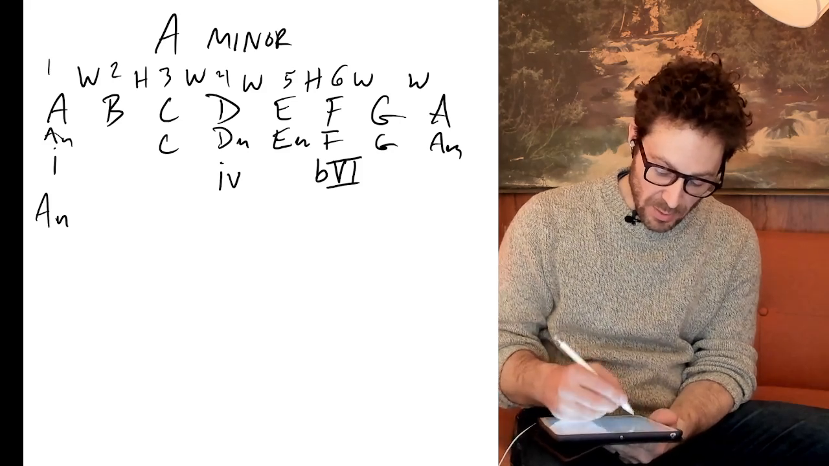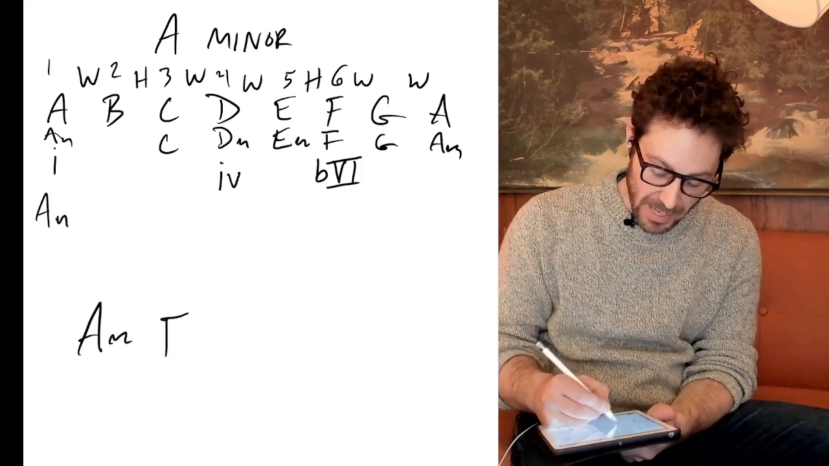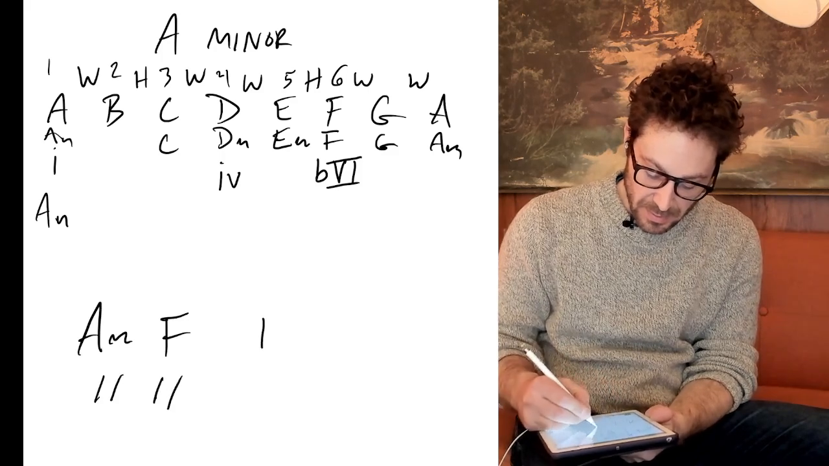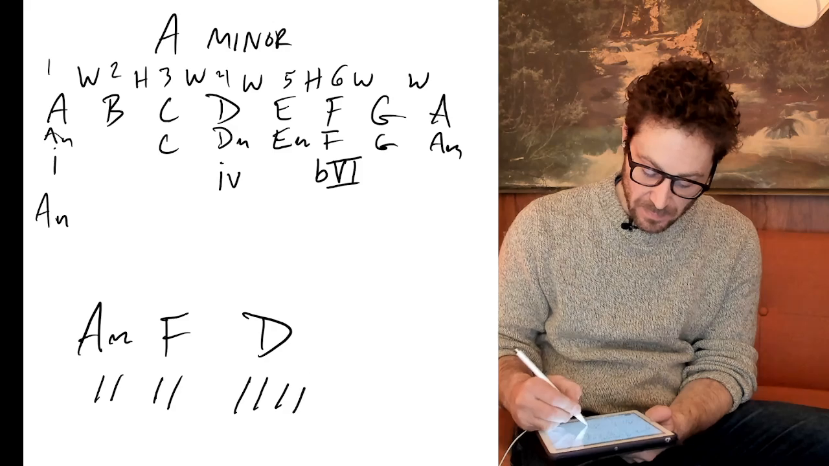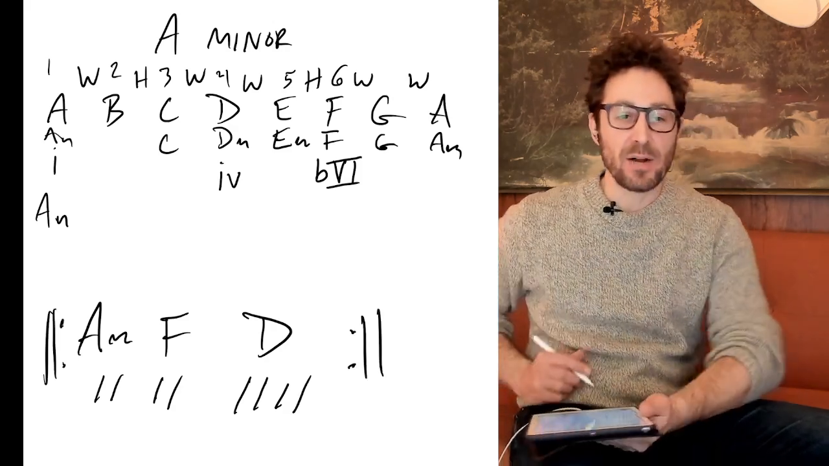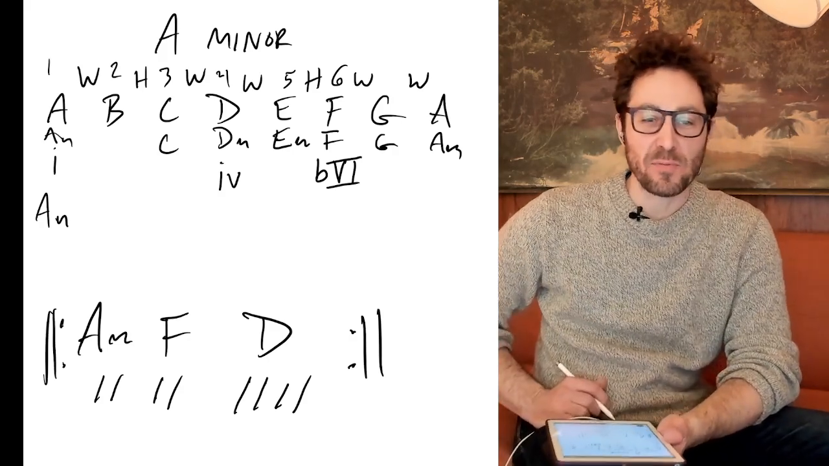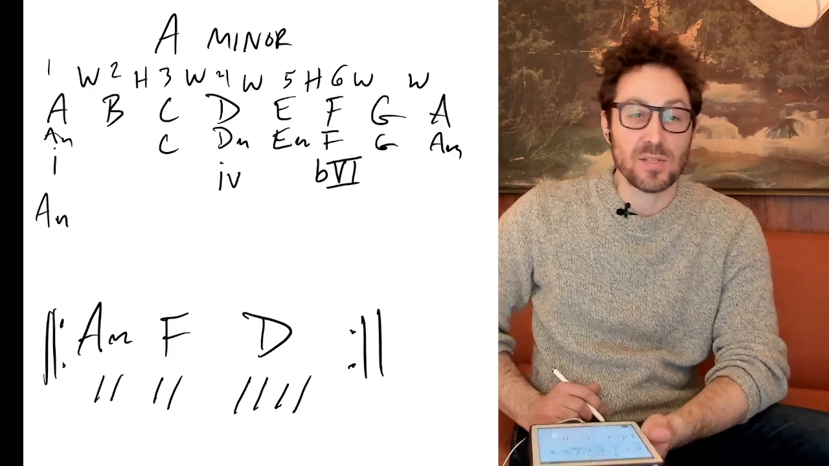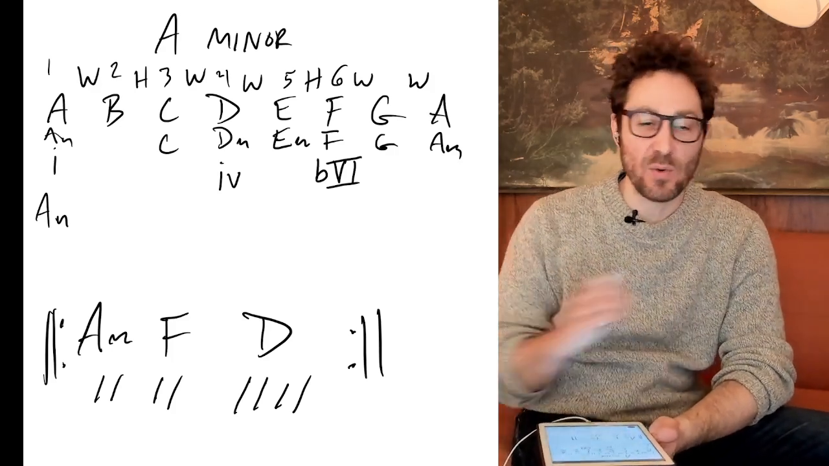So the song goes A minor, F, D, we'll say. That's really the song right there. That's a repeat sign. A minor for 2 beats, F for 2 beats, D for 4 beats. That is 99% of the song. If you can make your way through that, you are good.